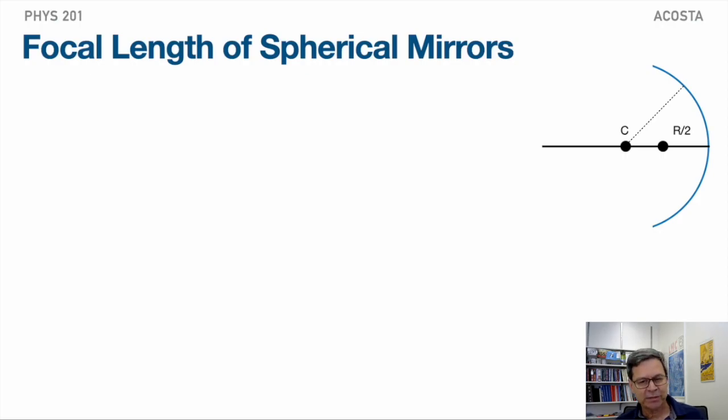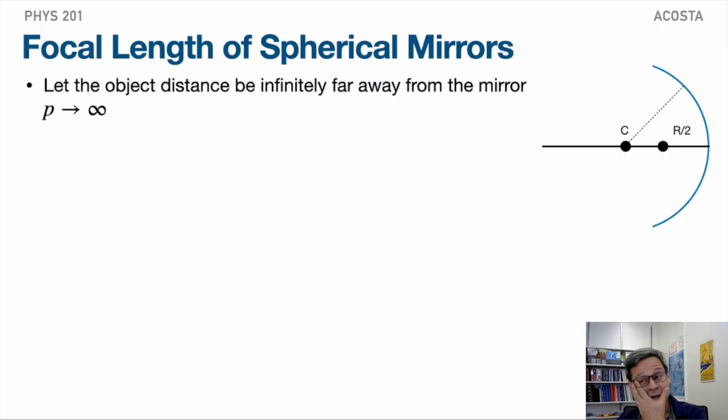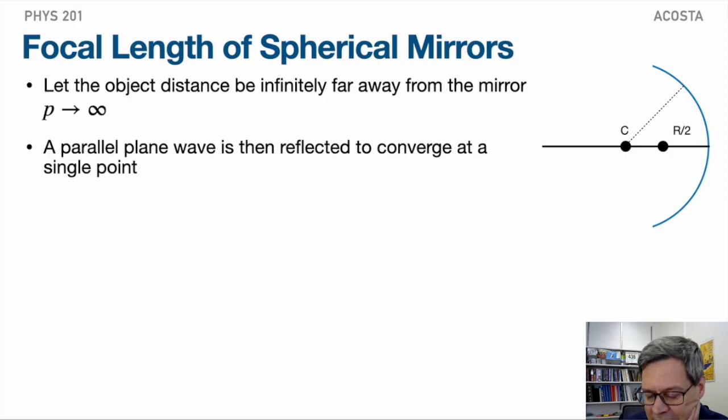Okay? So let's let our object distance be infinitely far away from the mirror surface. So I put the object, which was in front of the mirror, so far away that it's going to infinity. Then in that case, a parallel plane wave is reflected to converge at a single point. So I've got rays of light coming from infinitely far away over here to the left, going to reflect off my mirror to form an image. So let's see what happens.